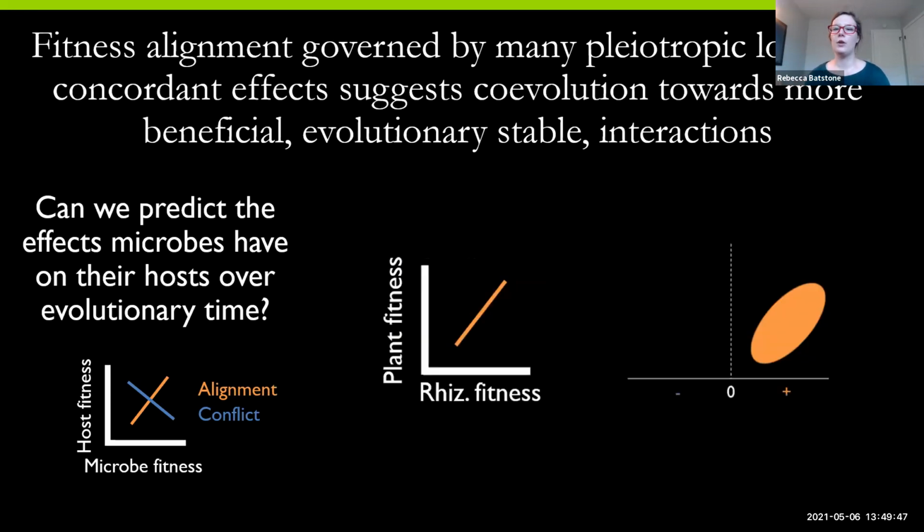And overall, we found that fitness conflict is largely resolved in natural symbiotic populations, given the strong signature of fitness alignment that's governed by these pleiotropic variants with concordant effects. And our results suggest that coevolution between hosts and symbionts would result in more beneficial evolutionary stable interactions, although the strength of coevolution seems to depend on the particular host microbe genotype pair interacting.